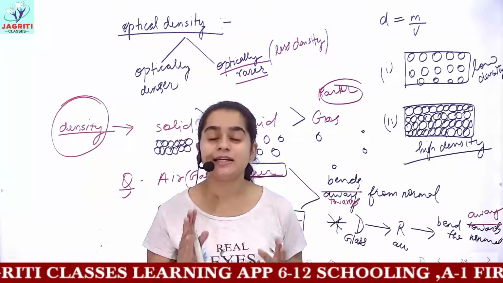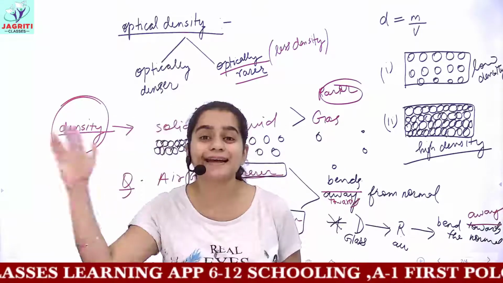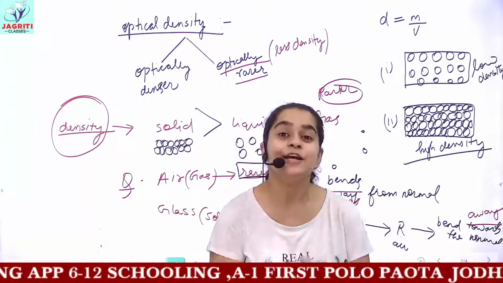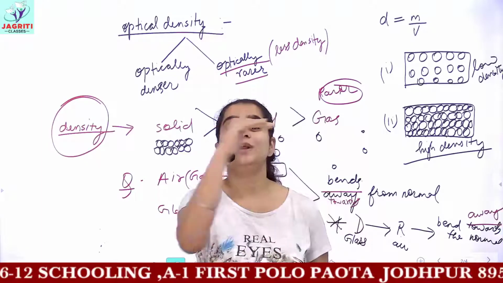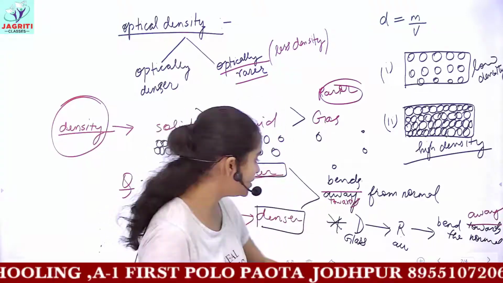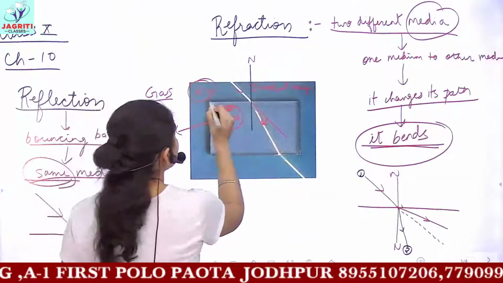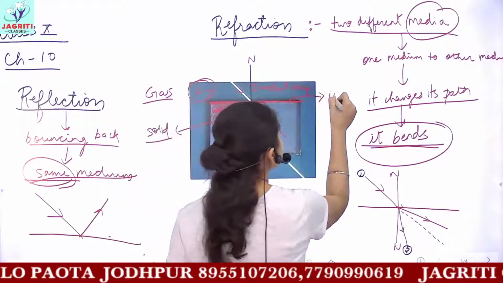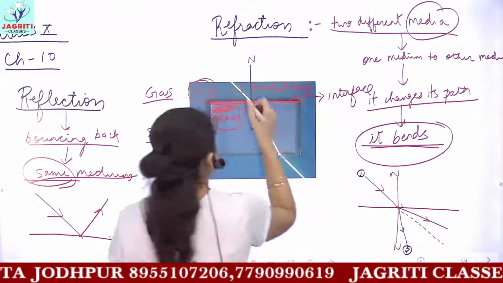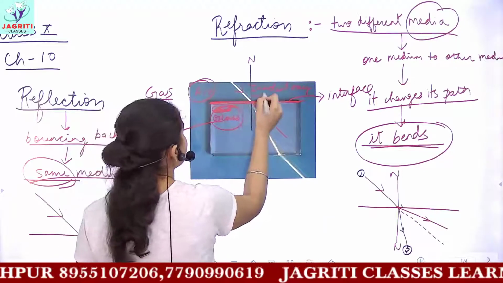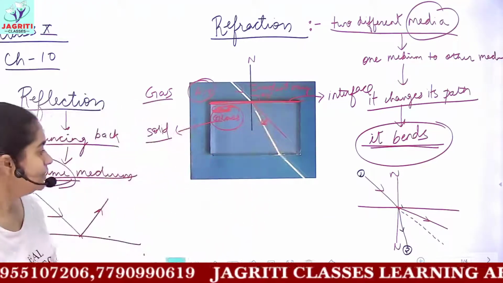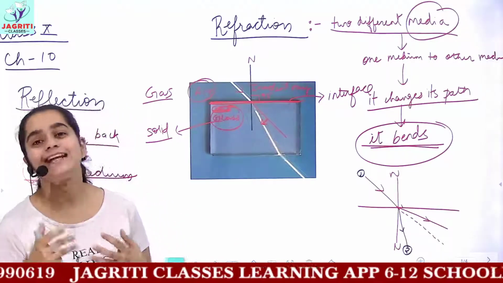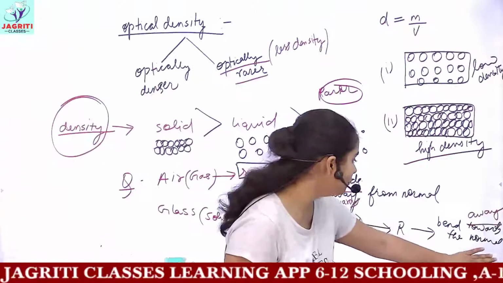Normal is an imaginary line which is perpendicular to the refracting surface. So normal is that imaginary line which makes an angle 90 degrees to the refracting surface, that is, to the interface of both the mediums. Interface means boundary. This is the interface where both the mediums interact. And normal is an imaginary line which is at 90 degrees to this interface. So these are some of the rules to decide the direction of bending of light. I hope you understood this.